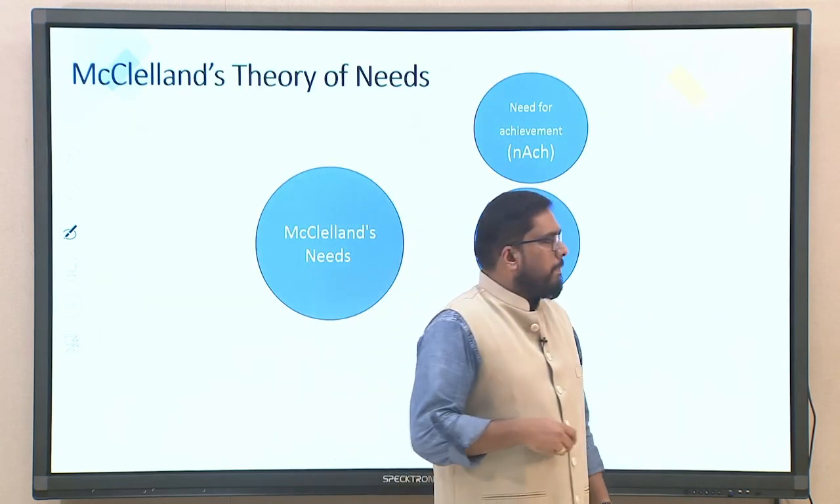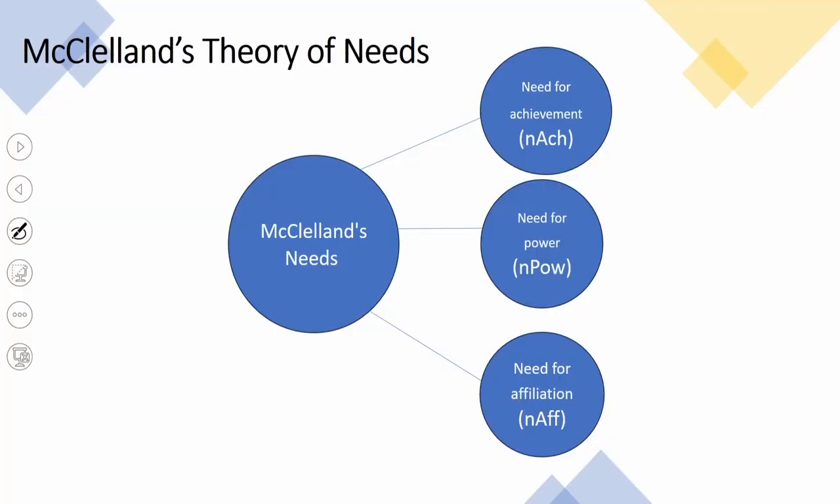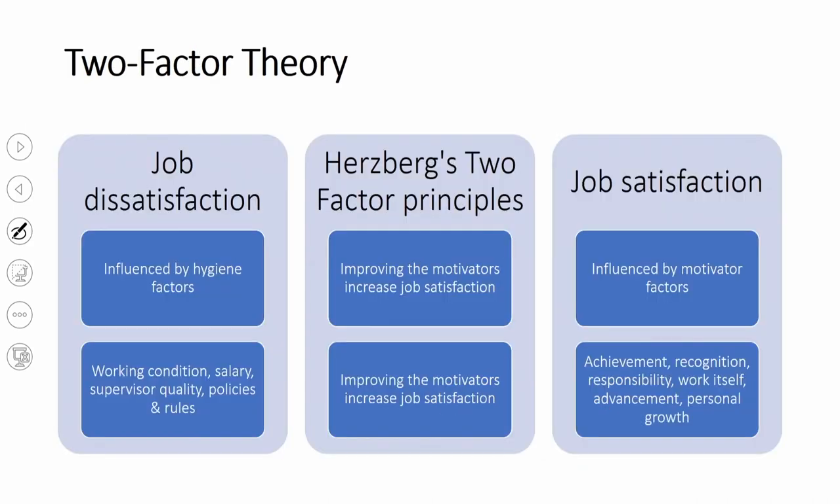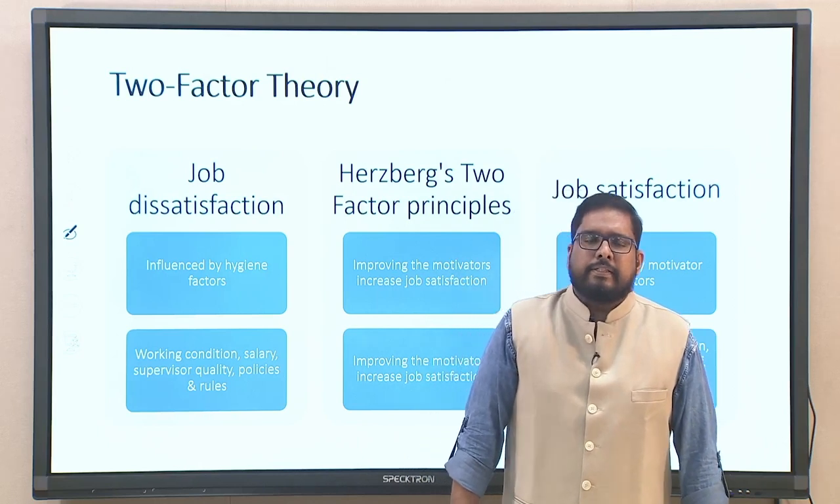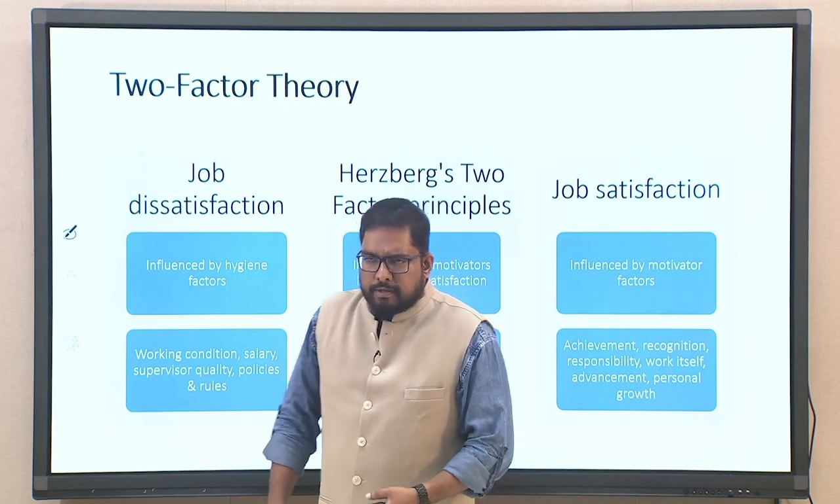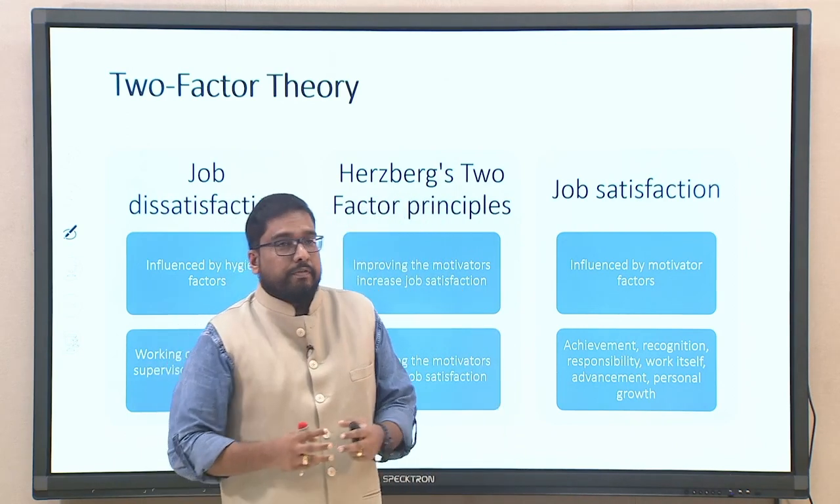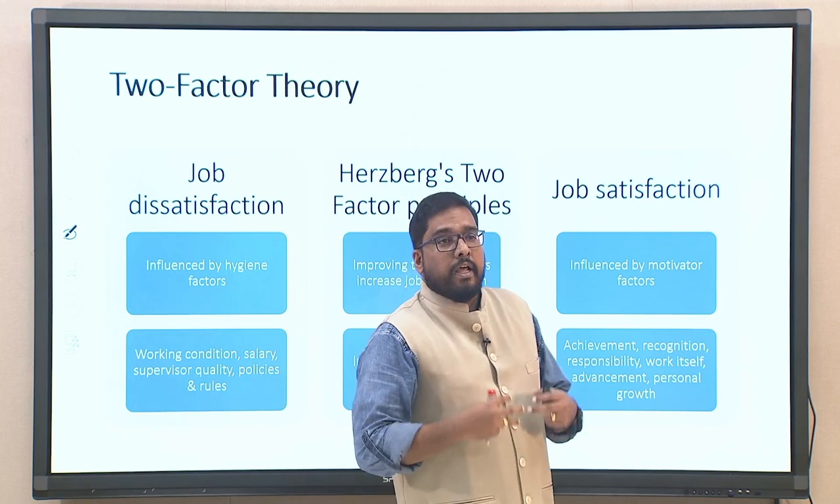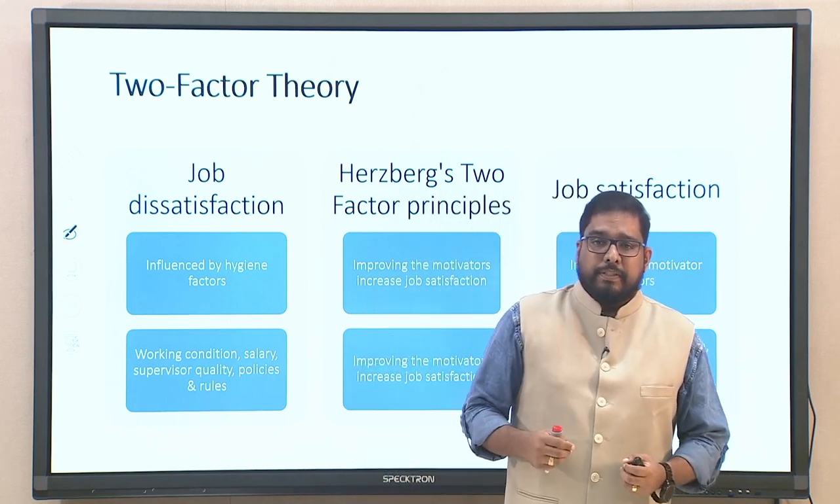Now, as I've already mentioned, there are three elements in McClelland's needs. One is NACH, which is need for achievement, need for power, and need for affiliation. So this is something which is clearly portrayed by McClelland in his theory. Now, let's look into the final theory in the early stage theories, which is two-factor theory. Herzberg's contribution is considered one of the foremost theoretical contributions to the field of motivation.